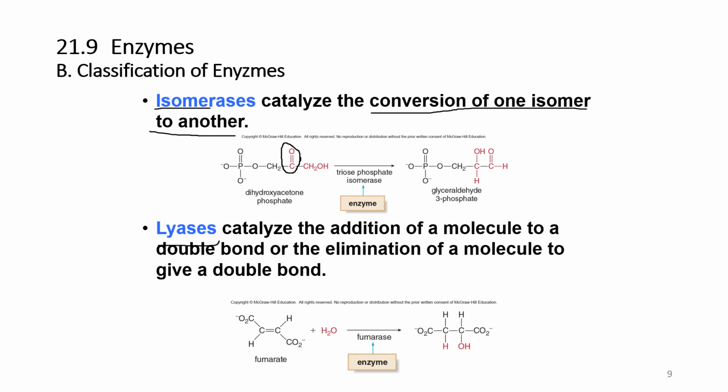Lyases, this is going to catalyze the addition or elimination of a double bond in a molecule. That is not worded properly, I see. The addition of a double bond or the elimination of a double bond. Fumarase, this is an enzyme in the citric acid cycle that acts on fumarate. And we see that we are adding a molecule of water across the double bond.